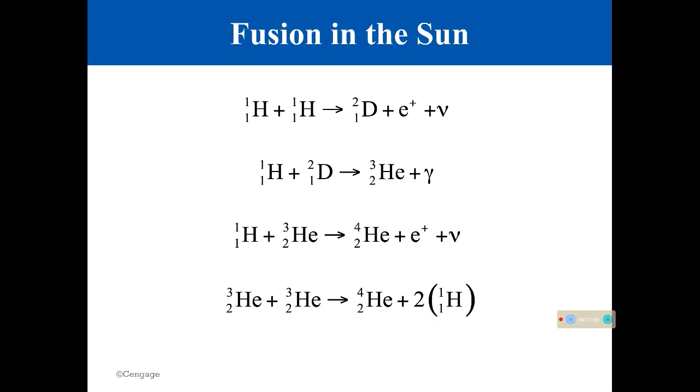So you have 2 hydrogen into deuterium, hydrogen plus deuterium into helium, and then you either have hydrogen and helium-3 into an alpha particle plus, once again, a positron and neutrinos, or you might have 2 heliums into an alpha particle and actually back into 2 hydrogen.